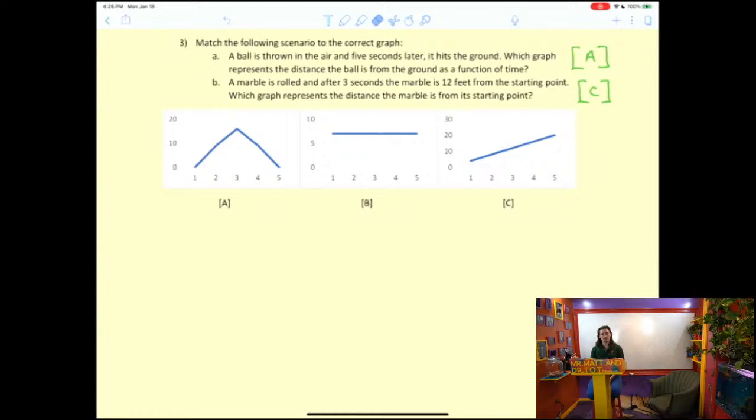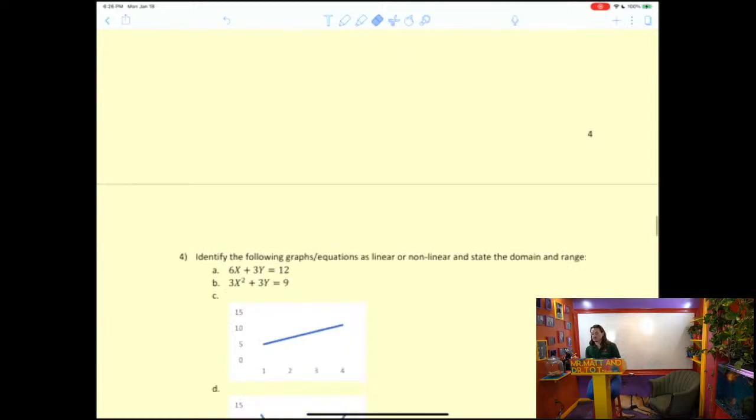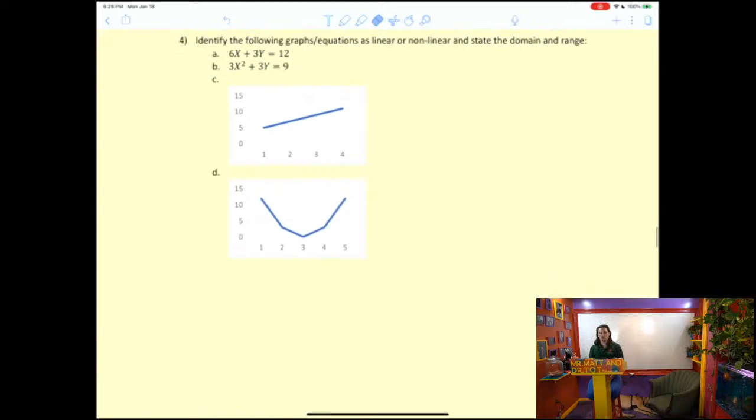If you have any questions, then please let me know. Otherwise, let's look at question 4. So question 4 is a little bit of a combination here. You're given both equations and graphs: A and B are equations, C and D are graphs. You have to identify whether they're linear or nonlinear, and then I'd like you to state the domain and range for each of the functions. I'm going to give you 4 minutes. After 1 minute, I'll start to solve.